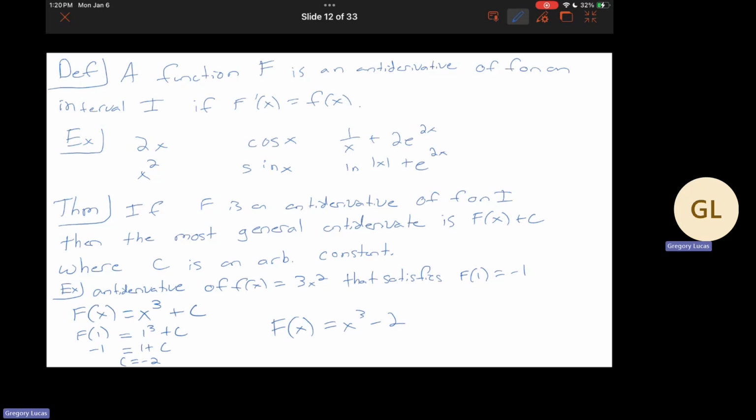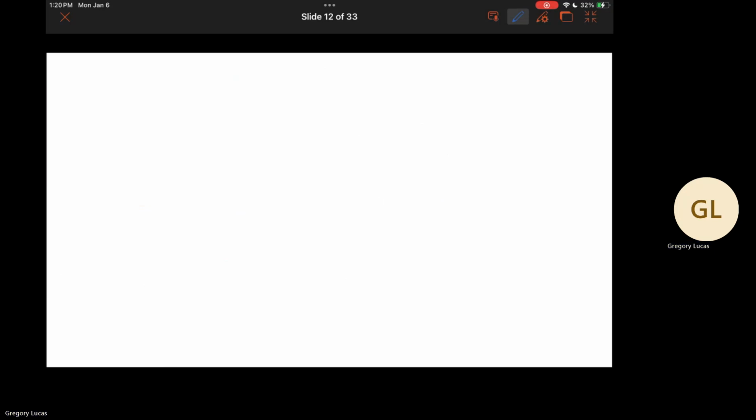So that's why we add this plus c. Because there could be some constant there, because when we take the derivative, it's 0, so it just goes away. So there's a lot of things that have 3x squared as their derivative, because they could just add or subtract any constant, and it still has the derivative 3x squared. So when we work backwards, we account for that by adding plus c.